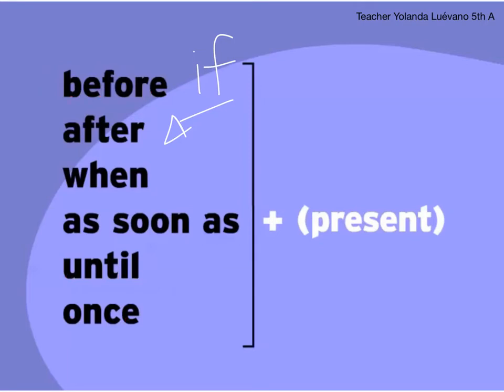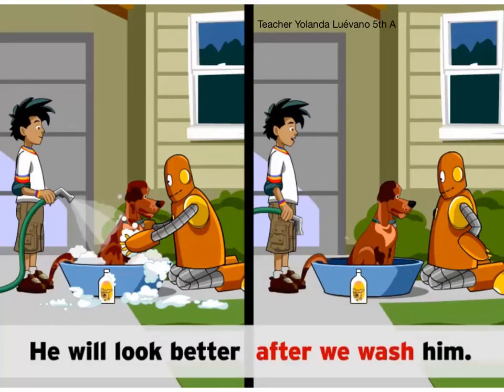What is before? Antes. After, después. When, cuando. As soon as, tan pronto como. Until, hasta. Once, una vez que. And we're going to use them as if we're using if, and after that we're going to use present. Let's learn how to do that. Here we have an example. He will look better after we wash him.